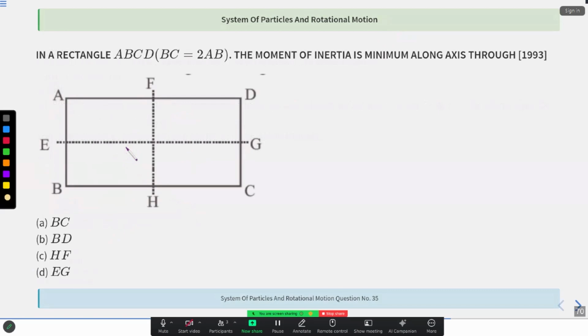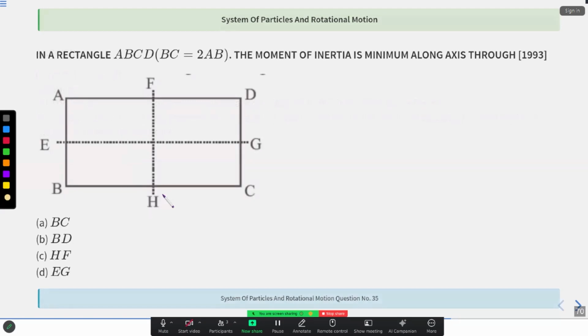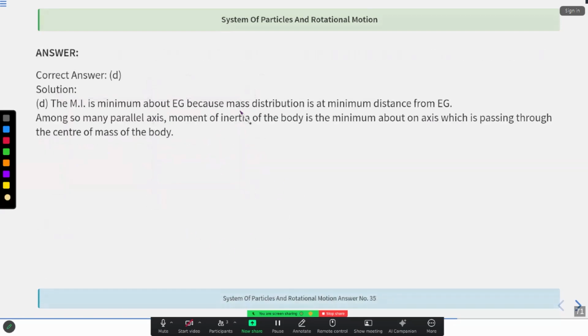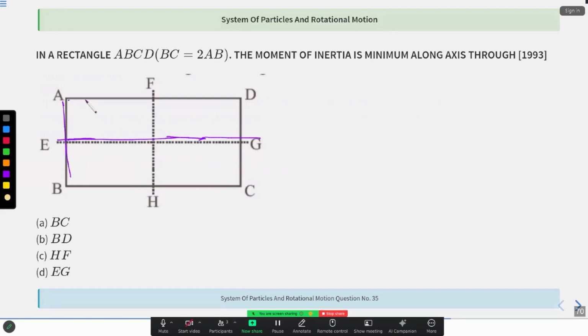We'll move next. In a rectangle ABCD, BC is equal to 2AB. The moment of inertia is minimum along through which direction? The moment of inertia is minimum about EG. And the reason for this is mentioned: because mass distribution is minimum at the distance of EG. See, mass distribution is minimum over here, right? Mass is distributed over here, here, here, and here. Mass distribution will be minimum at this point, the equator.